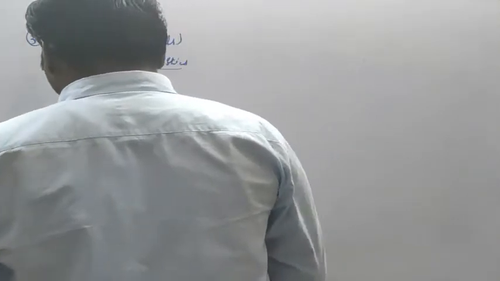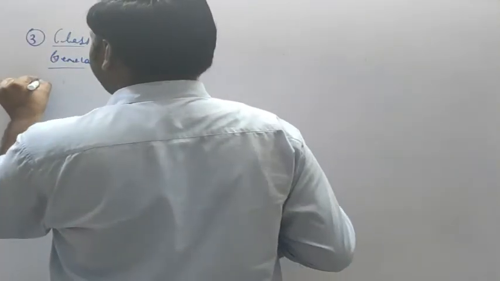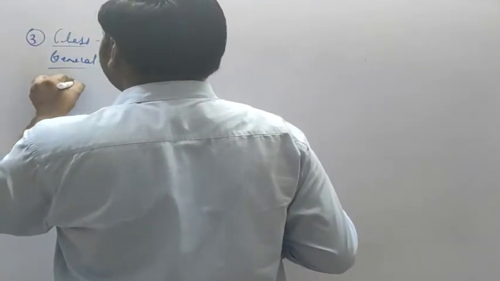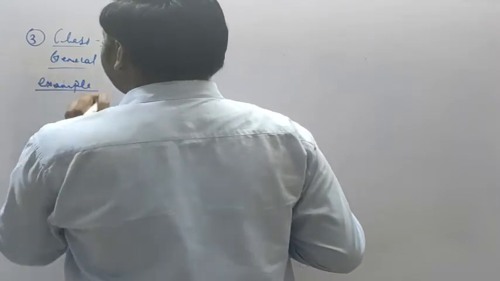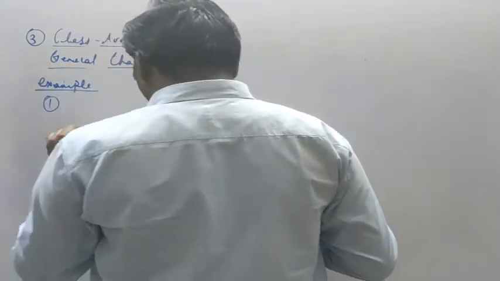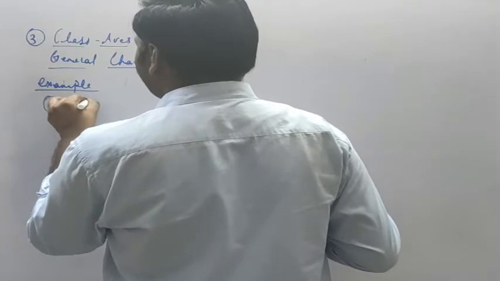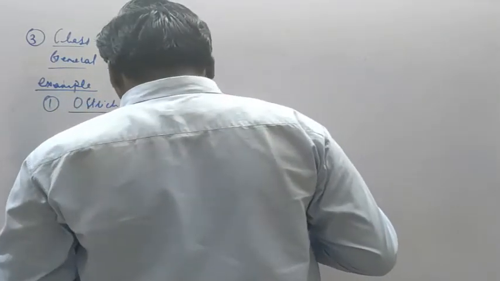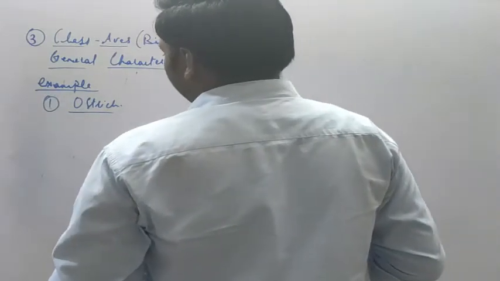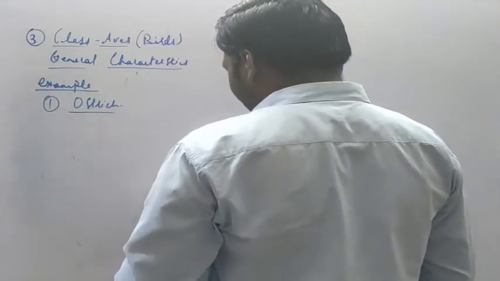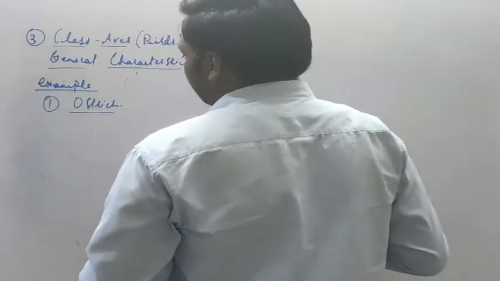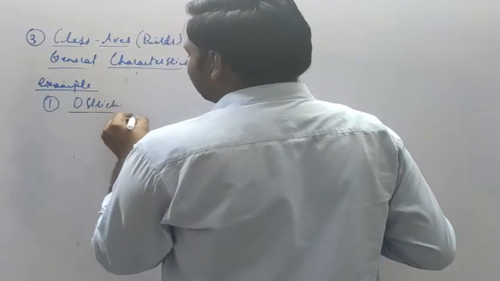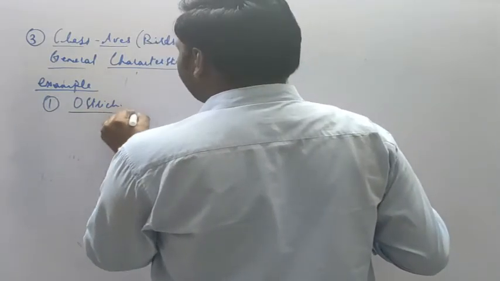So let's see the examples. The first example that we are going to discuss is the ostrich. Okay, so ostrich, it is a bird. It is the largest bird you can see, and this ostrich bird is of two types.